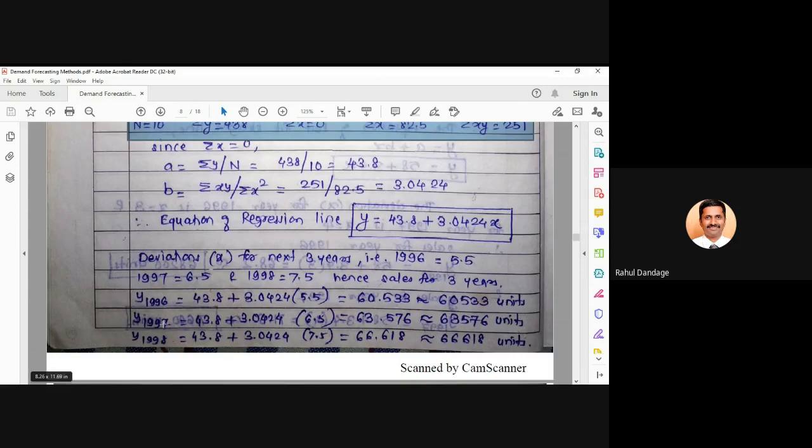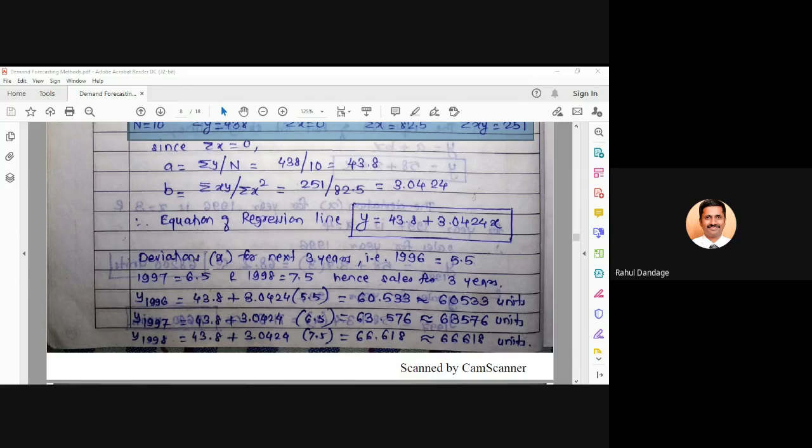Similarly, for 1997, we get 43.8 plus 3.0424 multiplied by 6.5 equal to 63.576. That is 63,576 units. And similarly, for year 1998, the value of x is 7.5, which gives us the value of sales forecast or demand forecast as 66.618. So in thousands, it is 66,618 units. So this is how we can go for two different patterns of data given.